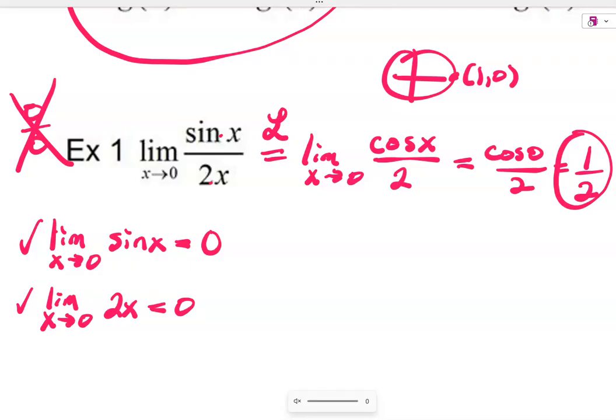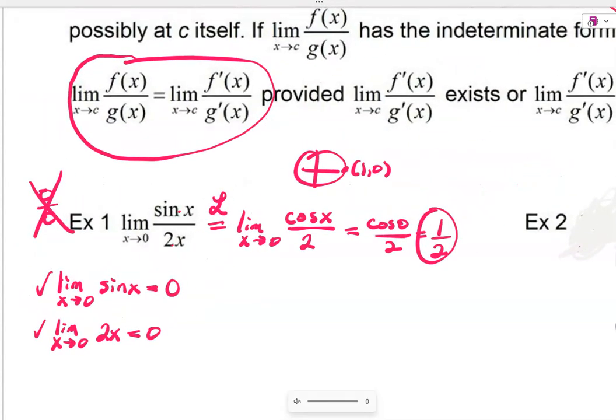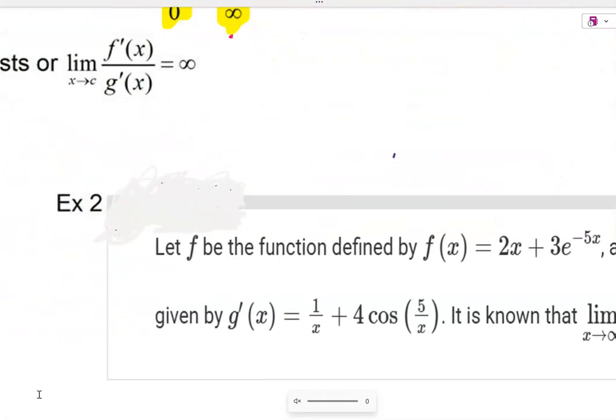What do you got to do? Check to make sure you meet those conditions. If you don't meet those conditions, you can't do L'Hopital's rule. Let's take a look at example 2. And by the way, I changed it.